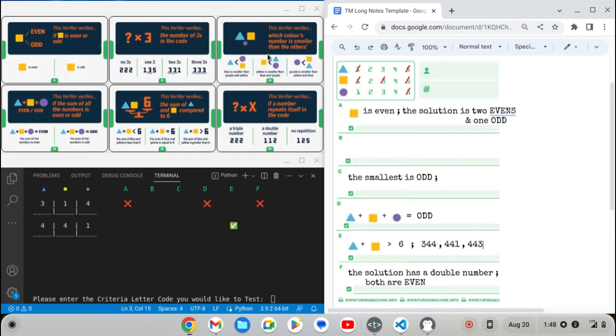I'm going to test criteria card C. Okay, so yes, circle is the smallest. So that is criteria card C. And let's go ahead and type that up. That circle is the smallest.